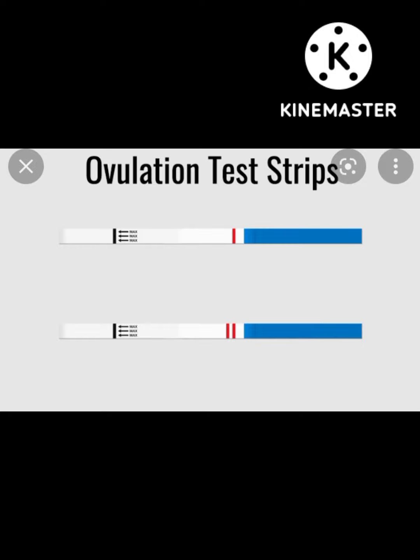Ovulation detection. An ovulation home test is used by women. It helps determine the time in the menstrual cycle when getting pregnant is most likely. The test detects a rise in luteinizing hormone, LH, in the urine. A rise in this hormone signals your ovary to release the egg.